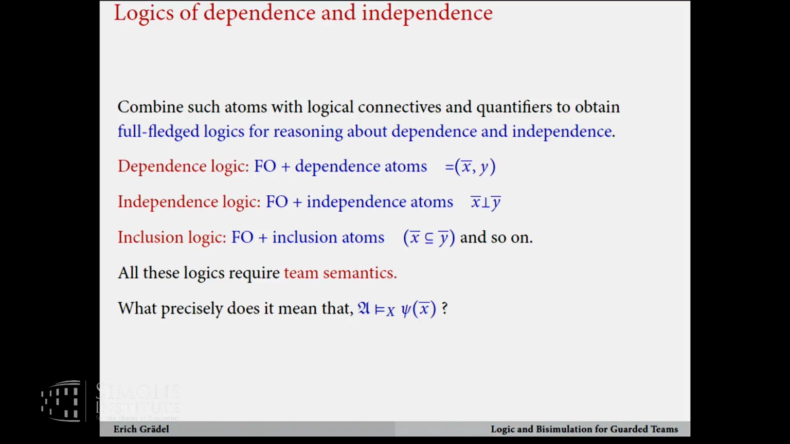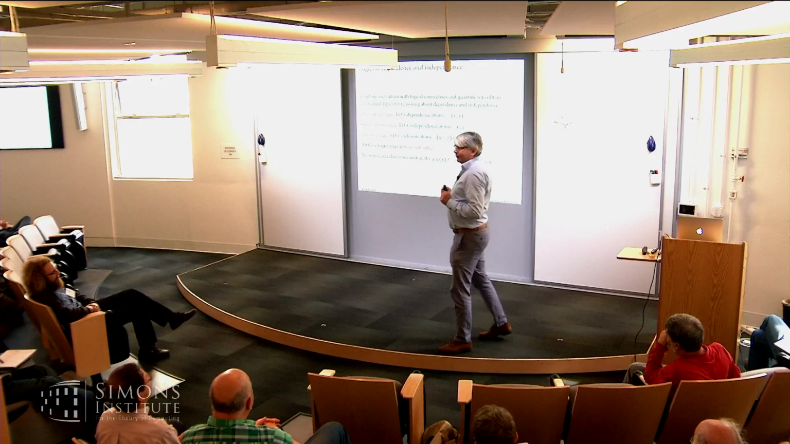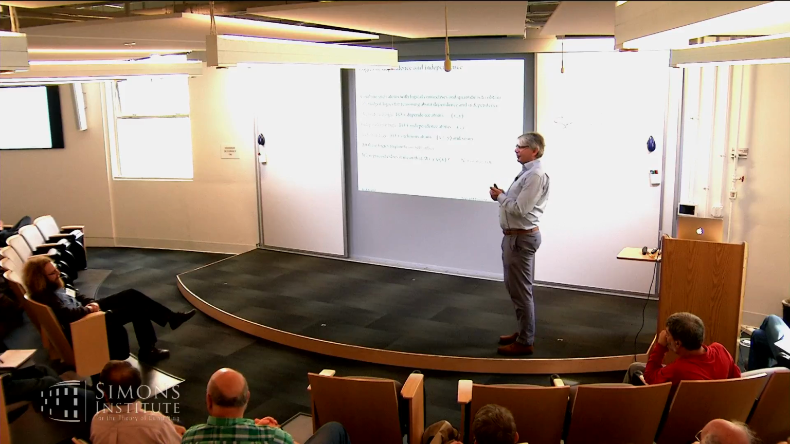So now if you add connectives and quantifiers, you get logics, like dependence logic, independence logic, inclusion logic, and so on. You get a wide variety of logics, and they all require team semantics. So the question is, what precisely does it mean that the formula holds in a structure for a given team? But I will not explain that in this talk. Go to Yoko Vänänen's talk next week if you're still here, or to Fokion's talk in the logic colloquium.